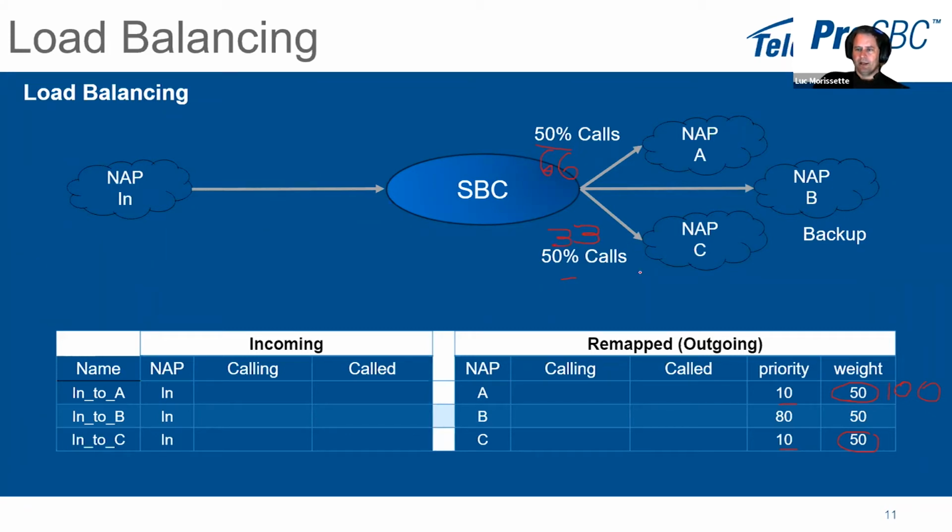Right? Now, when you make calls to the system, you may have one call going here, another call going here, and then a third call going here on the NAP C. But it doesn't necessarily have to be like that. So it's possible that you receive 3 calls here before you get one call here, and maybe the next call will also be here. But over time, you will have 66% of the calls here and 33% of the calls here.